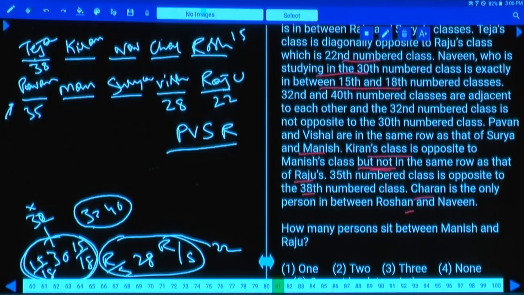Then this Naveen is 30 or 32? Naveen is 30. 30 is in between 15 and 18. If Kiran is 15, Charan will be 18, or if Charan is 15, Kiran will be 18. And these two, 32 and 40, are adjacent to each other. 32 and 30 are not opposite to each other. Hence, Manish will be 32 and this will be 40. And what is left over here? 25 is left over.